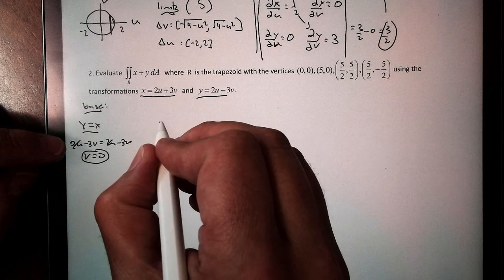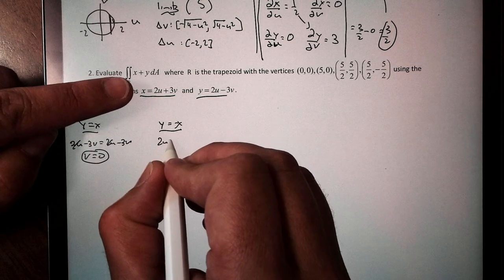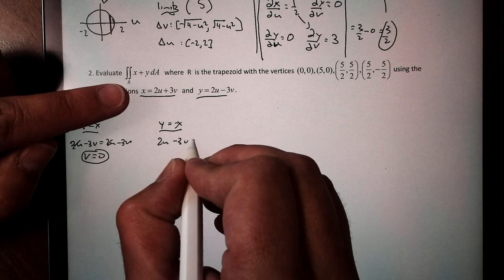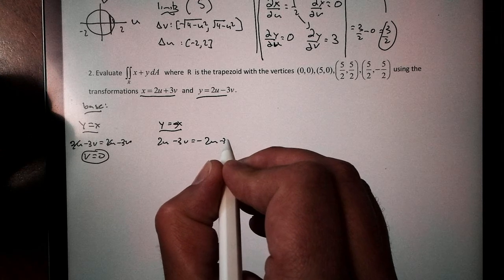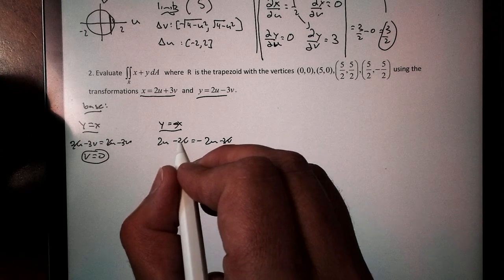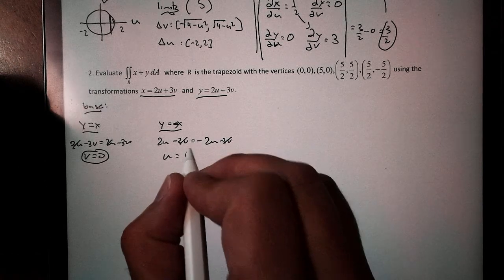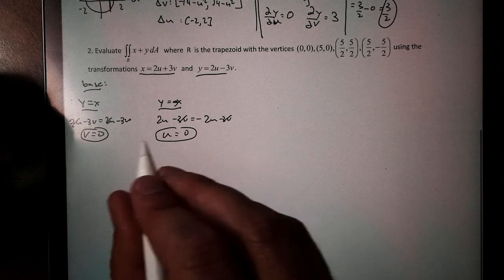The next one, y equals -x. So that becomes 2u minus 3v equals -x, so it's -2u minus 3v. Here the v's cancel, and we get u equals 0. Again, that's now a vertical line, already starting to look a lot nicer for us.